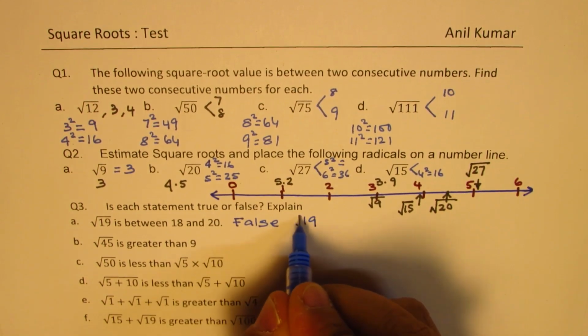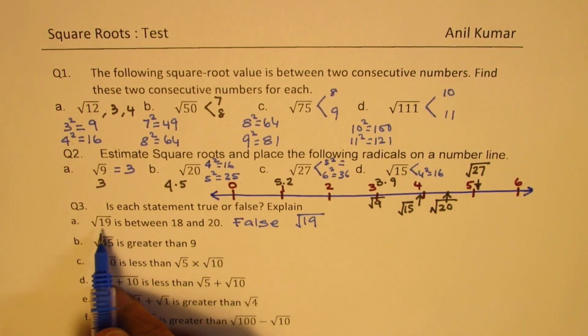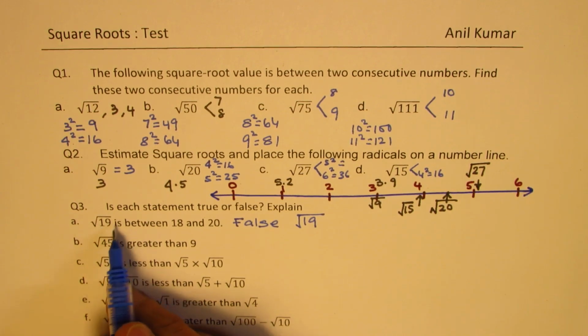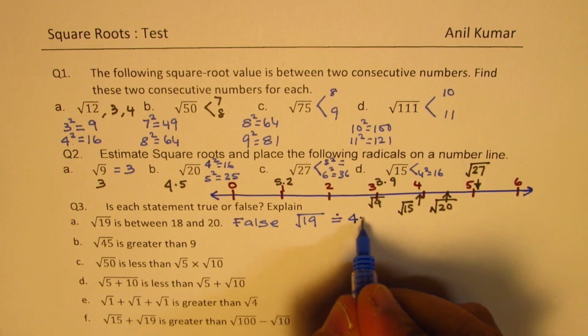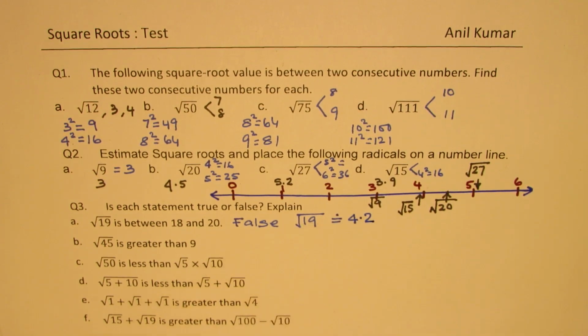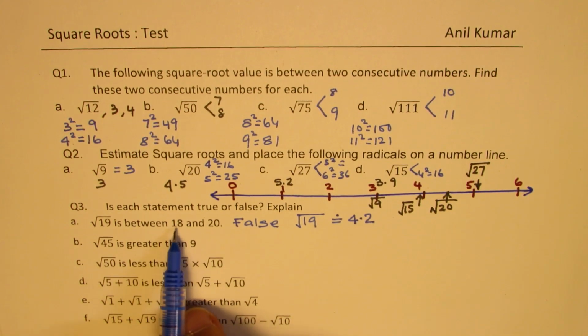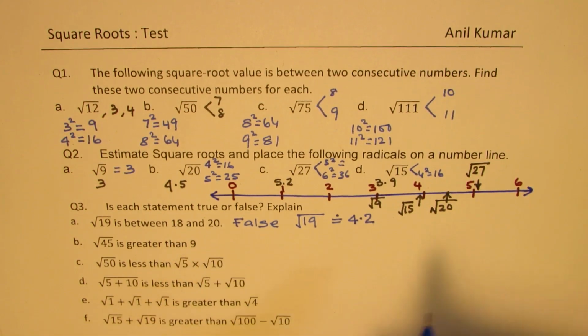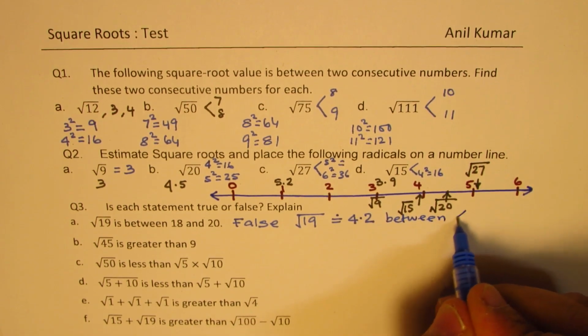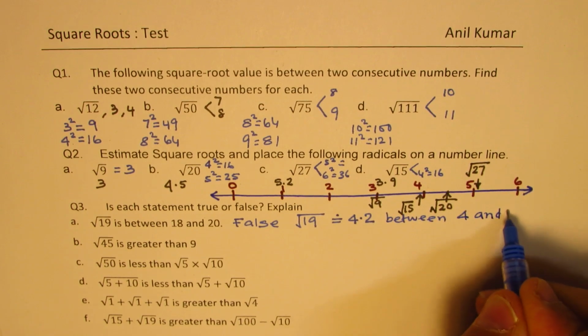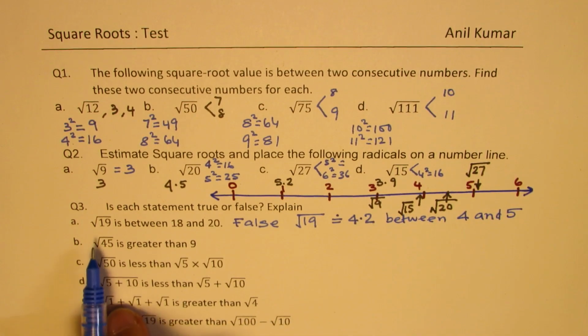Square root of 19 is between 4 and 5, right? It is approximately equal to, let us say, 4.2, or maybe 4.3, since it is more than 16. So it is between 4 and 5, not between 18 and 20, correct? Square root of 45 is greater than 9.